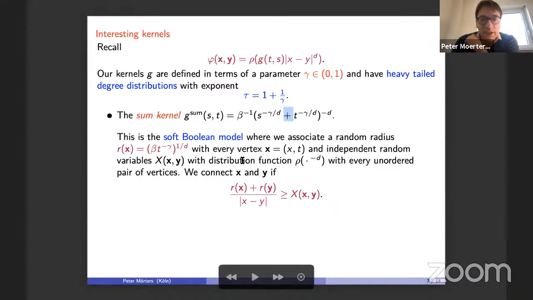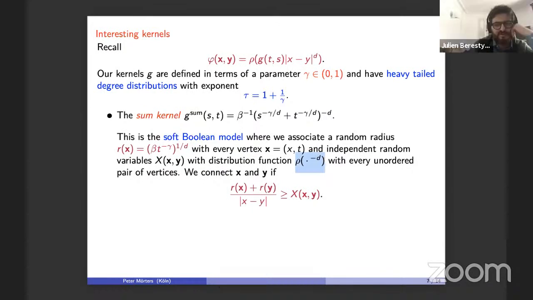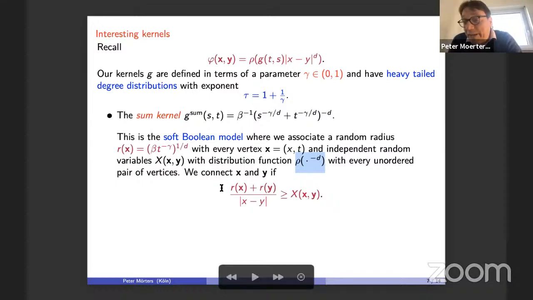Or the Poisson Boolean model. But now we're interested in a softening of this model, where we connect the two points x and y if the sum of the radii divided by the distance is bigger than another random variable that depends on the two end vertices. And these are all independent random variables with a distribution function determined by this rho. But Peter, the radii are not random here, right? The radii are random, yes. Well, they're random because the marks s and t are random, right?